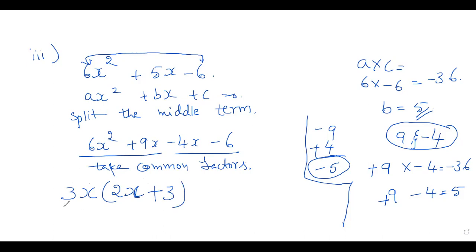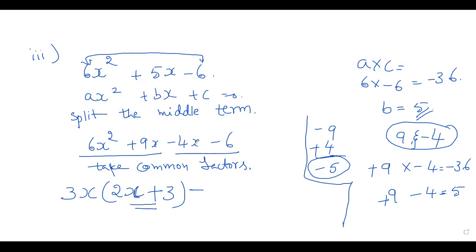If you want to verify, you can verify the answer. 3x into 2x. 3 2s are 6. X into x is x square. Next, 3 3s are 9. X into 1 is x, 9x. Okay. So here we have plus sign, children. So in the second term also you have to get plus sign. But here we have minus sign. So I am taking minus as common factor. So if you see 4x and 6.